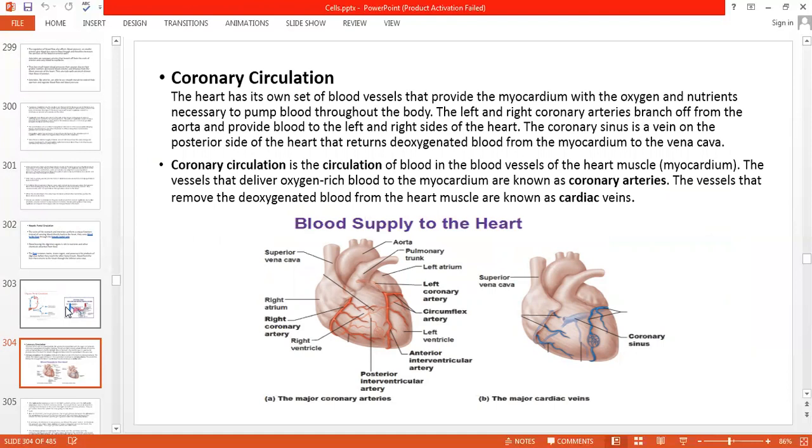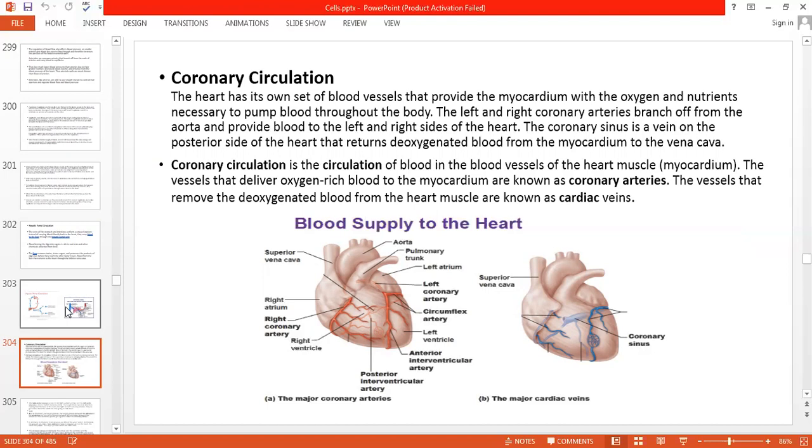The left and right coronary arteries branch off from the aorta. These branches come from the aorta and are located on the heart, and provide blood to the right and left side of the heart. The coronary sinus is the vein on the posterior side of the heart. They return deoxygenated blood from the myocardium to the vena cava.